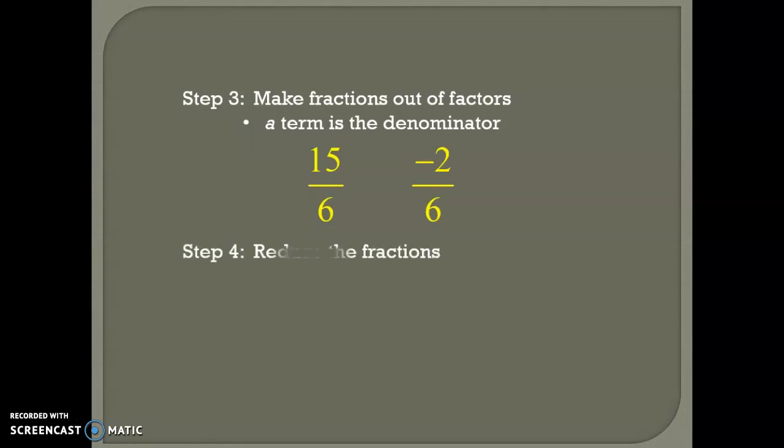Step 4, we're going to reduce the fractions. So our fractions of 15 over 6, you can reduce 15 and 6 by 3. So you have 5 over 2. And you can reduce negative 2 over 6 by 2. You'll get negative 1/3. So that's reducing the fractions. Now you can just do reducing fractions in the calculator if you'd like to. If you don't want to think about it, it's pretty simple, just a couple keystrokes. All right, which brings us to step 5.